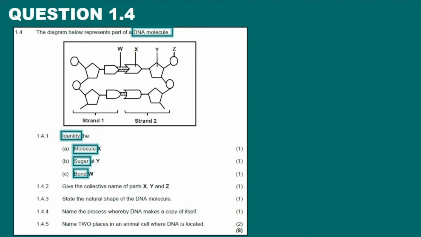Then in question 1.4.2, they ask you to give the collective name of parts X, Y, and Z. Collective name refers to one word, one name that we use for the three different structures together.